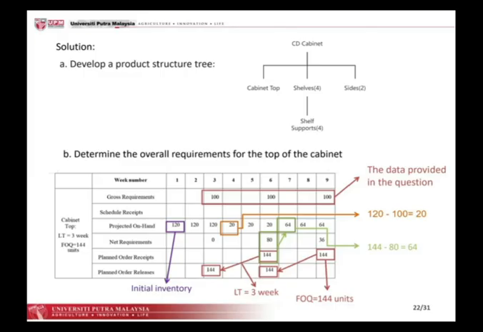And in 6 weeks, the planned order receipts is 144 units. The net requirement is 80 units. According to the calculation, the projected on hand for 7 weeks is 64 units. Due to the FOQ policy and the cabinet top's lead time is 3 weeks. So the planned order release for 3 and 6 weeks is 144 units.